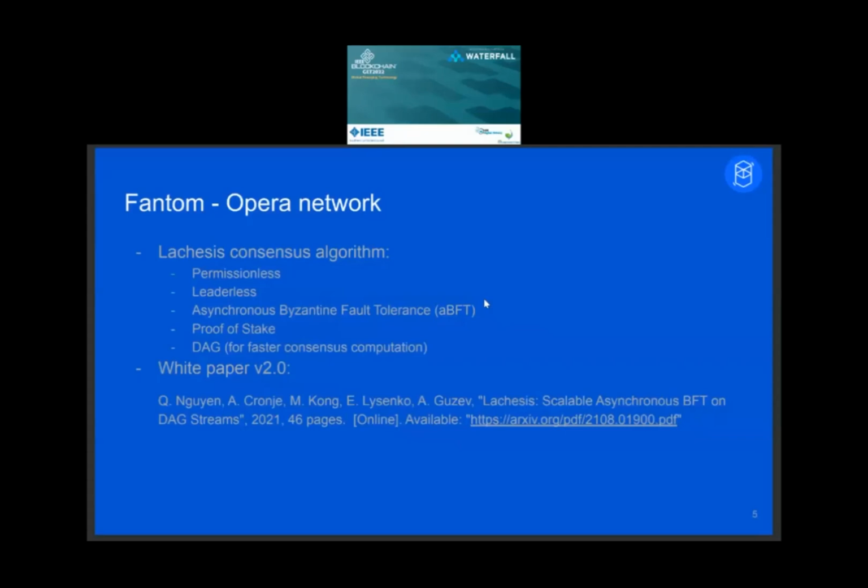Our latest white paper is Lachesis: Scalable Asynchronous BFT on DAG Streams, and it's available on arXiv. Everyone can download and take a look if interested.